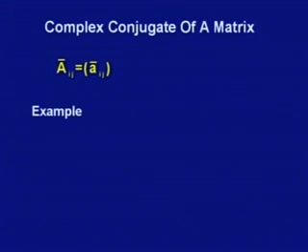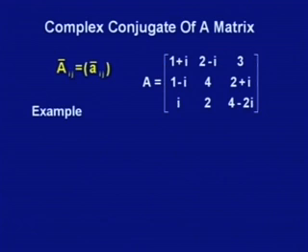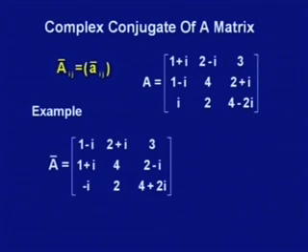Like, if I have a matrix A consisting of complex numbers, then its conjugate A bar will be given by this matrix. You may notice that 1 plus i is the first element in the first row, and 1 minus i is its complex conjugate appearing in the first row, first column. For 2 minus i, its complex conjugate is 2 plus i. Conjugate means the imaginary part is multiplied by minus 1.